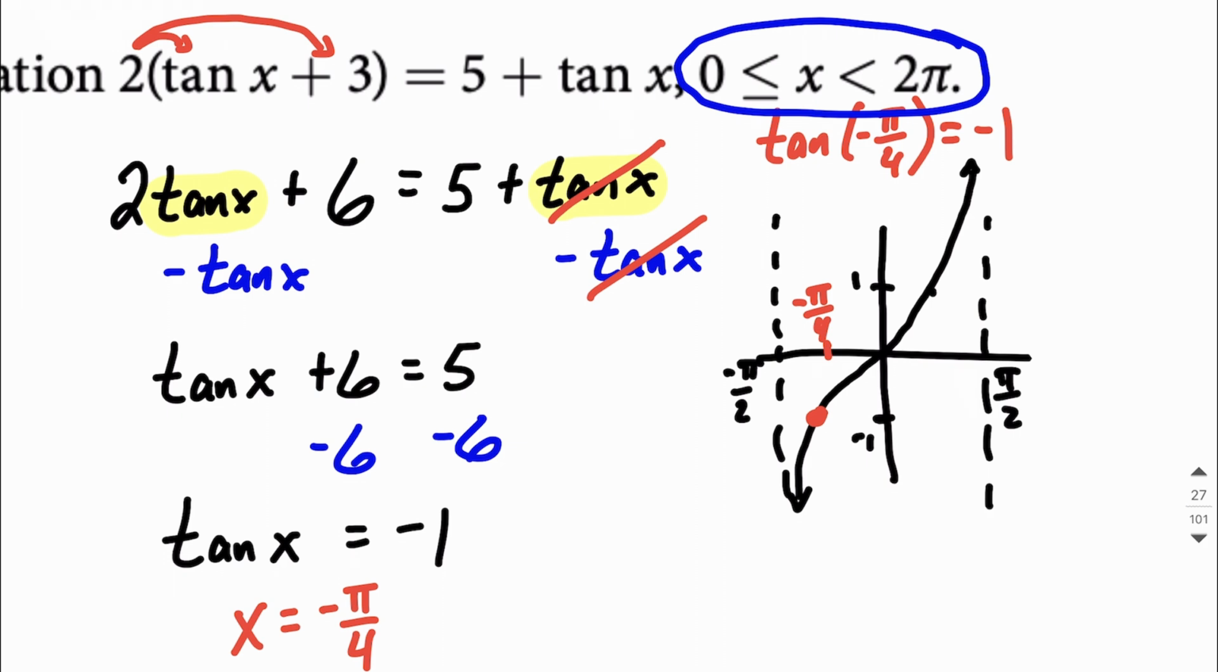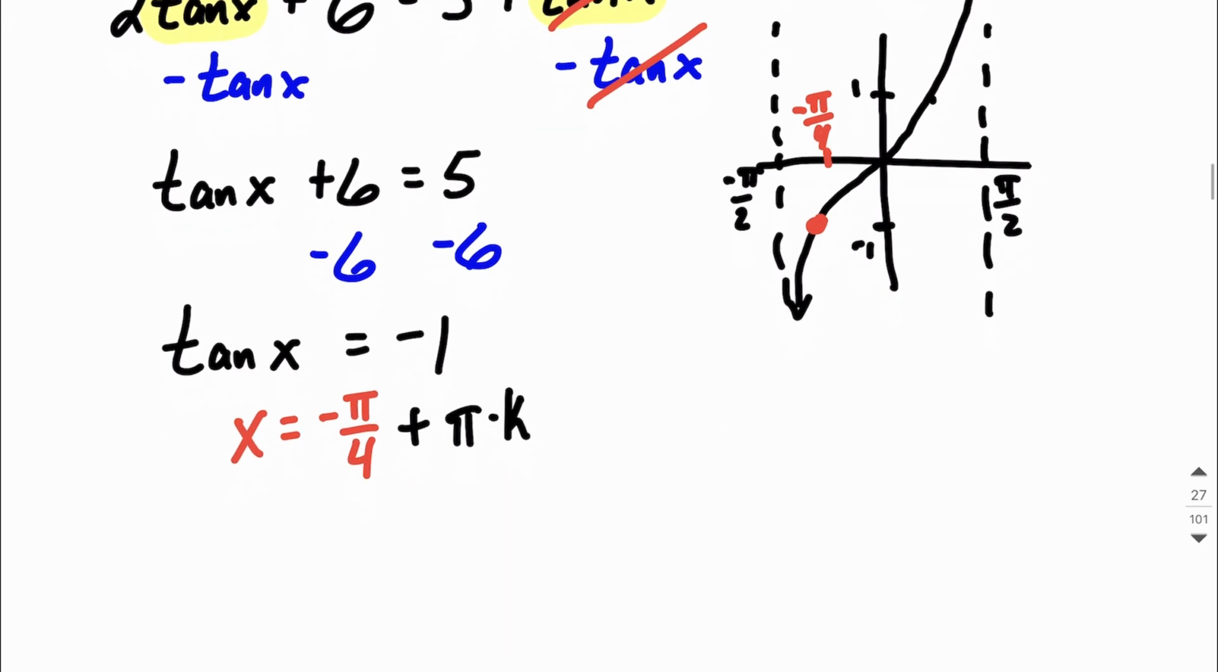So to account for that, what we can do is add to the end of this whatever the period of tangent is. In our case, it's pi multiplied by k, where k is an integer, meaning a positive or negative whole number, could be 0, I suppose. That's the formula for all of the solutions to this equation. But we only want those solutions between 0 and 2 pi.